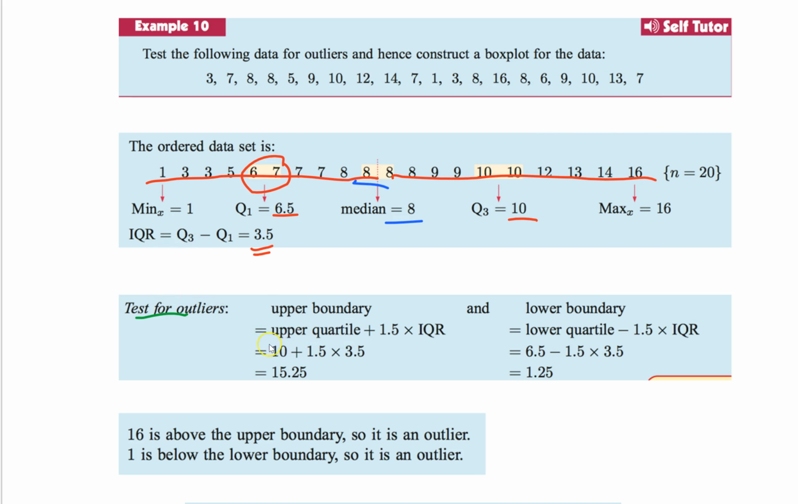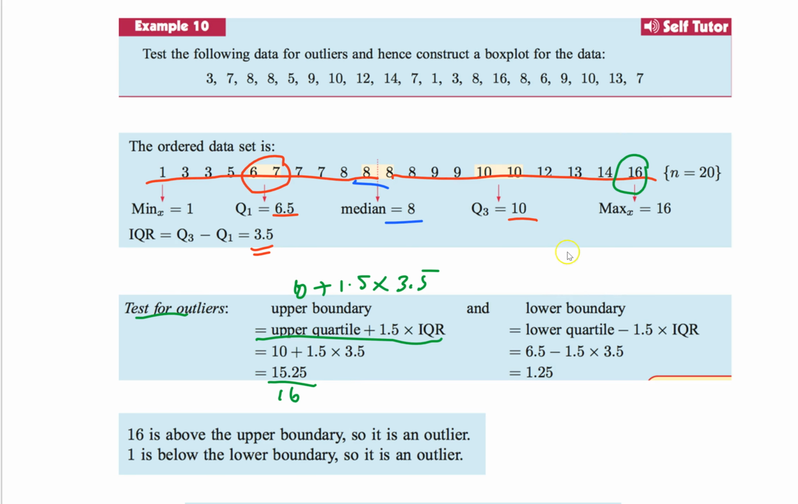So you've got to find the boundary. So upper boundary: upper quartile, which we found out was 10, plus 1.5 times the IQR, which we figured out was 3.5. And you get 15.25. So now remember, if anything's past that, it's an outlier. And look at 16. Too big. 16's an outlier.